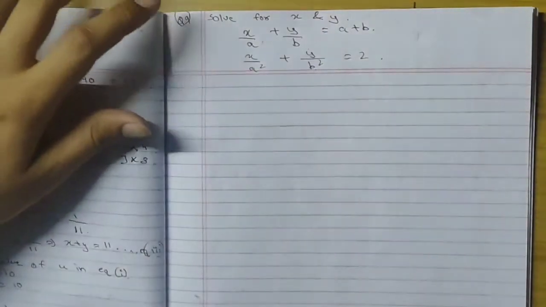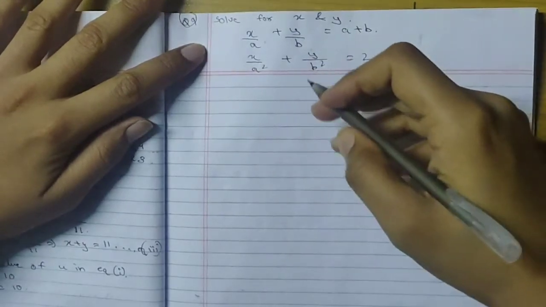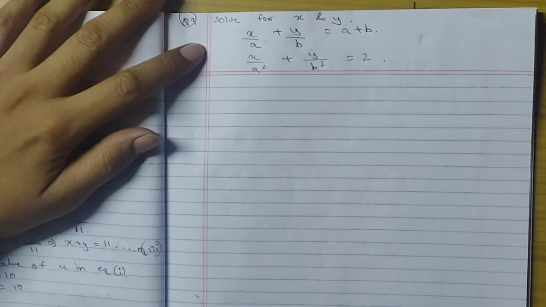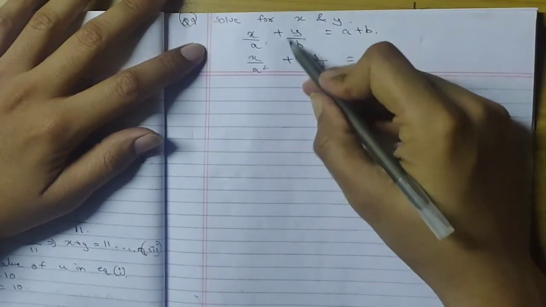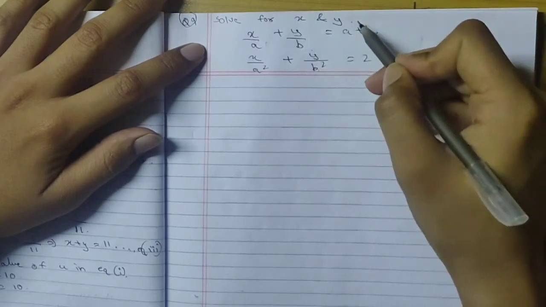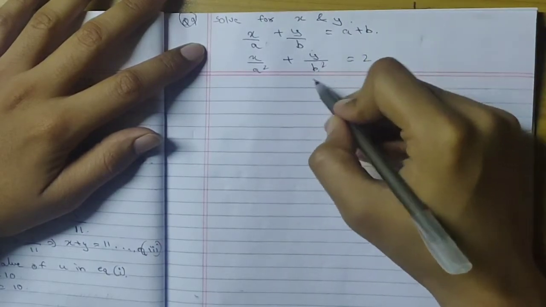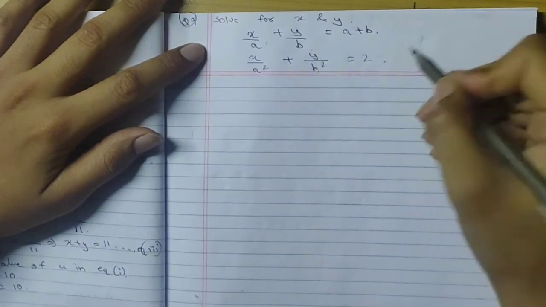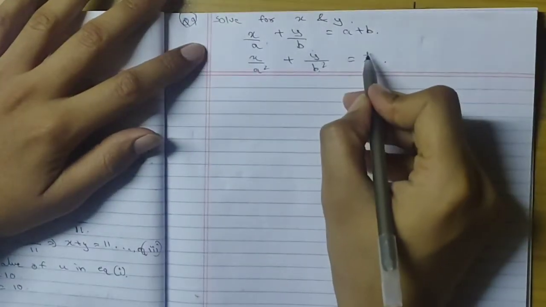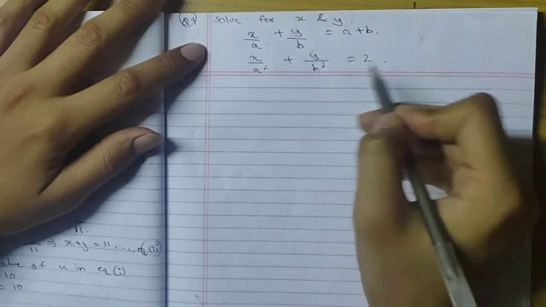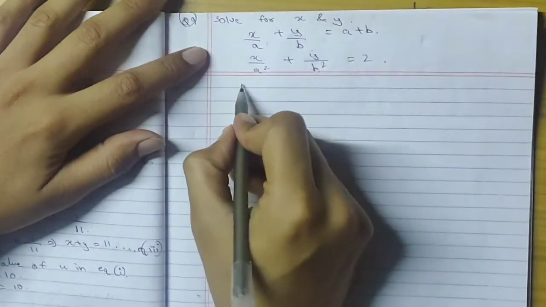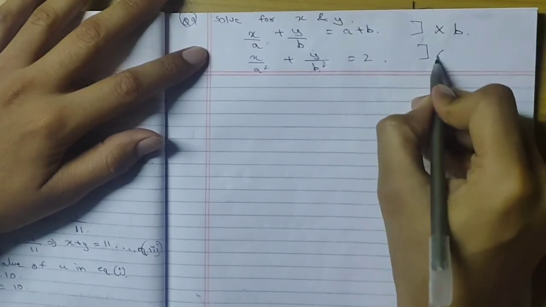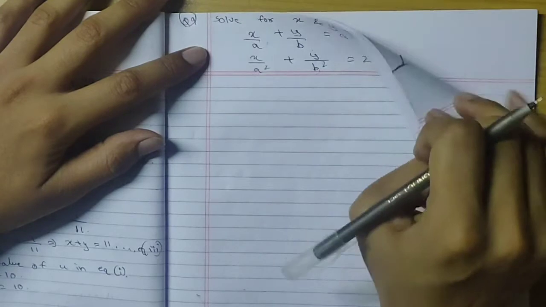So what I am doing is, I am just taking a decision that I will make these two same. Now how can I make these two same? When I will multiply this entire thing by b, this will come as y. Similarly, when I will multiply this entire thing by b square, this entire thing will come as y. So they both will be equal in that case. So what I am doing is I am multiplying equation 1 by b and equation 2 by b square.